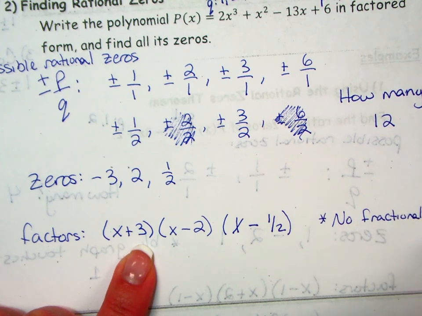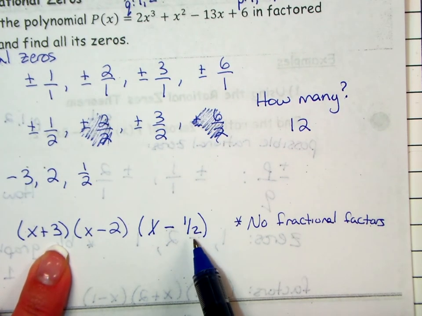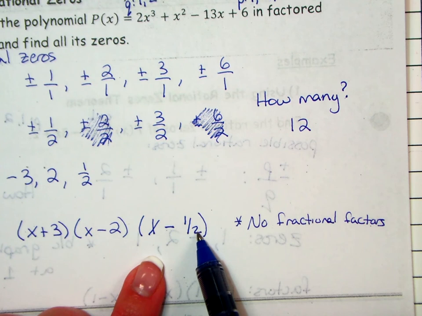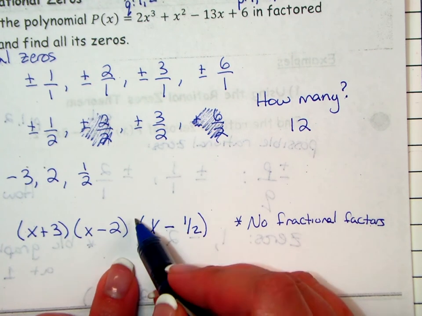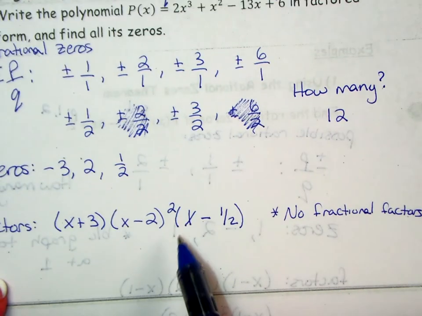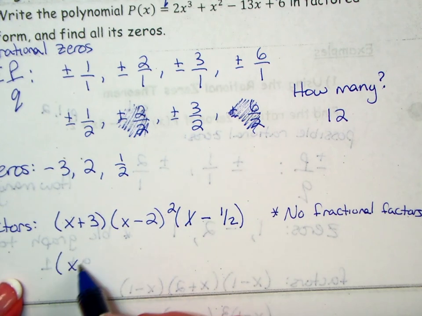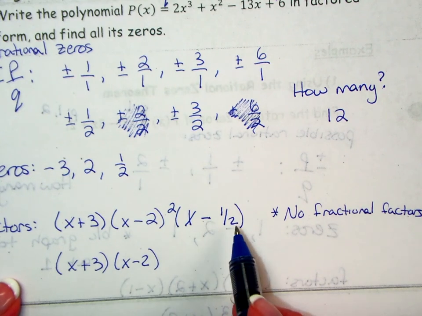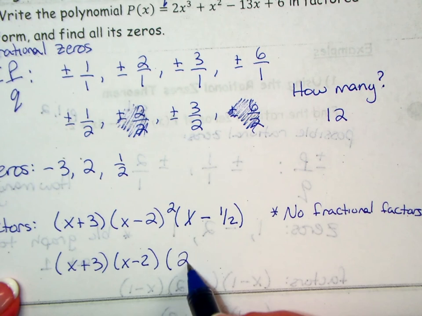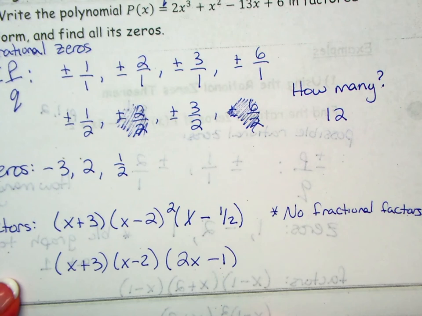So how do we get rid of this fraction? Well, if the fraction is 1/2, I just need to multiply it by 2, all right? So what I'm going to do is take this factor and multiply by 2 on the outside, and that's going to clear up this fraction. I don't need to multiply the other 2 factors, just the one with a fraction. So now I get x plus 3, x minus 2, and then my factor without a fraction would be 2x minus 1, right? After I distribute the 2, 2 times -1/2 is -1, okay?